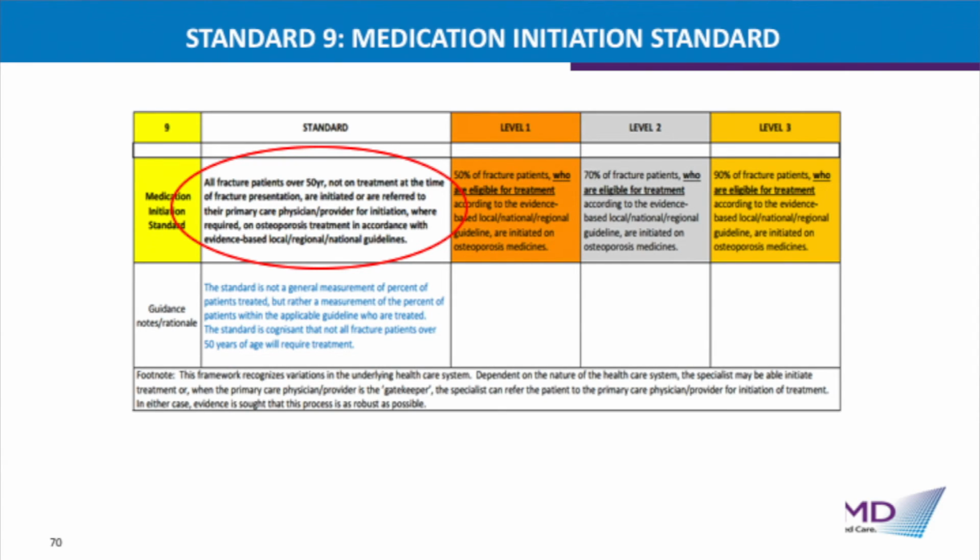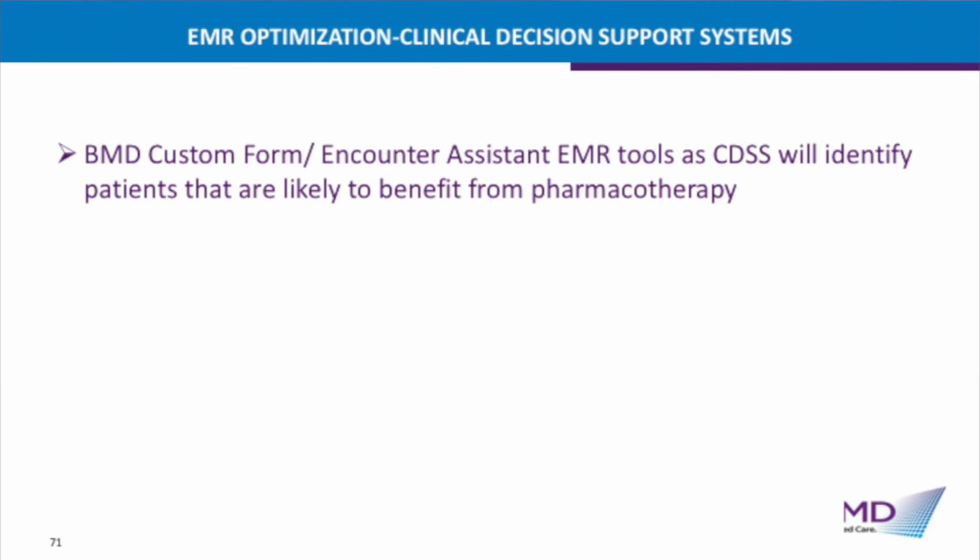So medication initiation standard. So 90%, level 3 would be 90% of patients who are eligible for treatment are treated. I would strive for 100% of my patients who are eligible are offered treatment, and that by working through the custom form and encounter assistant helps you determine whether your patient should be on medication or not. I like doing the bone mineral density encounter assistant with my patient in front of me.